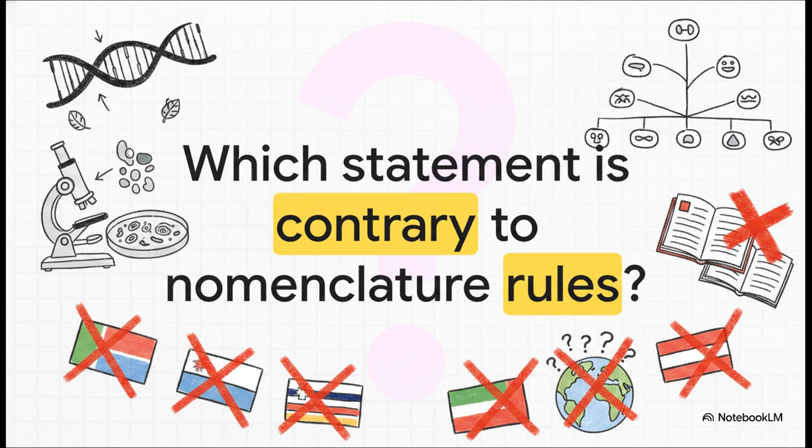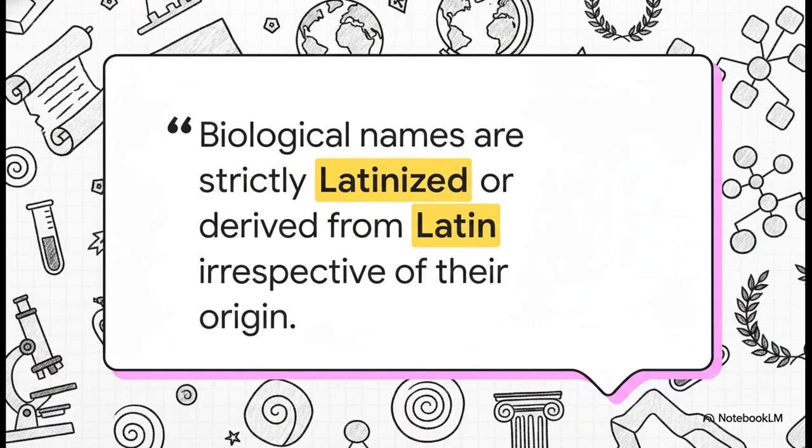Nomenclature is governed by universal rules. Which of the following is contrary, meaning completely against the rules of nomenclature? Option A. Biological names can be written in any language. And this brilliantly illustrates why knowing the specifics is absolutely crucial. The correct answer is A. It is totally contrary to the rules to write biological names in just any language. They have to be strictly Latinized or derived from Latin, regardless of where they come from. That's the whole point of a globally functional system.